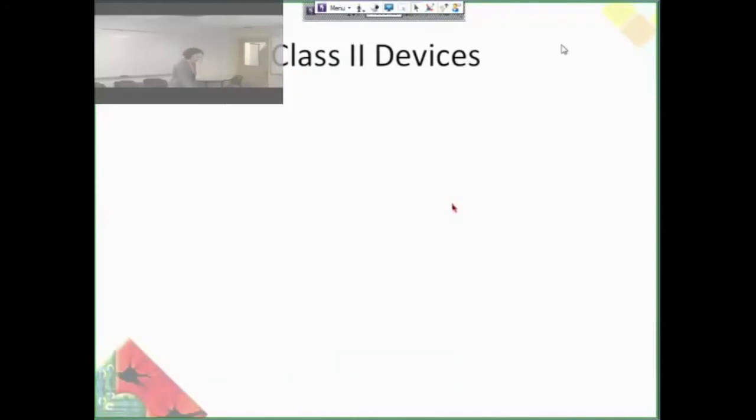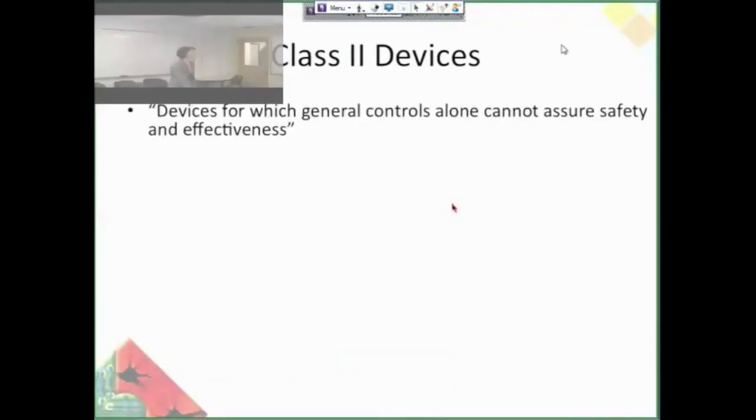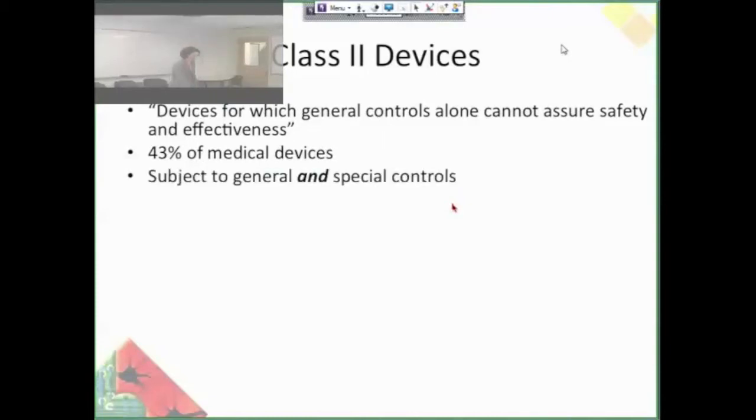Okay, class 2 devices are slightly more risk, so they're classified just on the fact that they're more risk than class 1. Devices for which general controls alone cannot assure their safety and effectiveness. This is 43% of medical devices. So the vast majority, 90% of medical devices, are either class 1 or class 2 and can get to the market really quickly. I think the FDA has like 75 days to respond after you submit your application for the premarket notification. It's only 10% of devices that are class 3 that have to go through this long process.